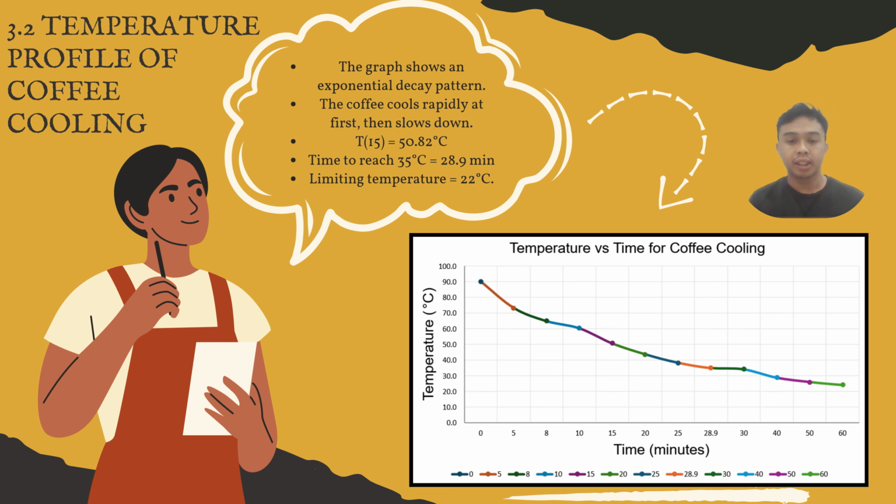Based on the calculation, the temperature of the coffee after 15 minutes is approximately 50.82 degrees Celsius. The coffee reaches 35 degrees Celsius after about 28.9 minutes. As time approaches infinity, the coffee temperature will approach 22 degrees Celsius, which is the room temperature. Overall, the graph proves that Newton's law of cooling can predict the cooling behavior of the coffee accurately.